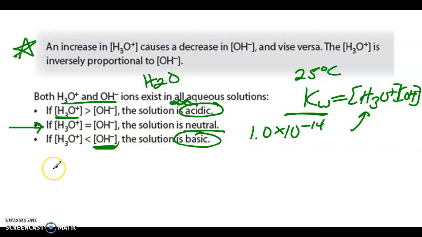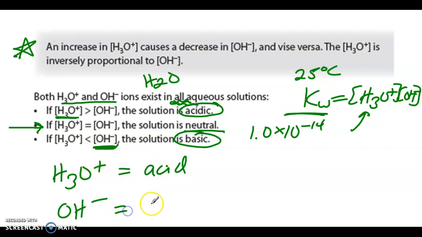So in other words, depending on which one you have more of will indicate if you have an acid or a base. So if you have more hydronium, you're going to have an acid, and if you have more hydroxide, you're going to have a base. If you have exactly equivalent amounts, you're going to have a neutral solution.